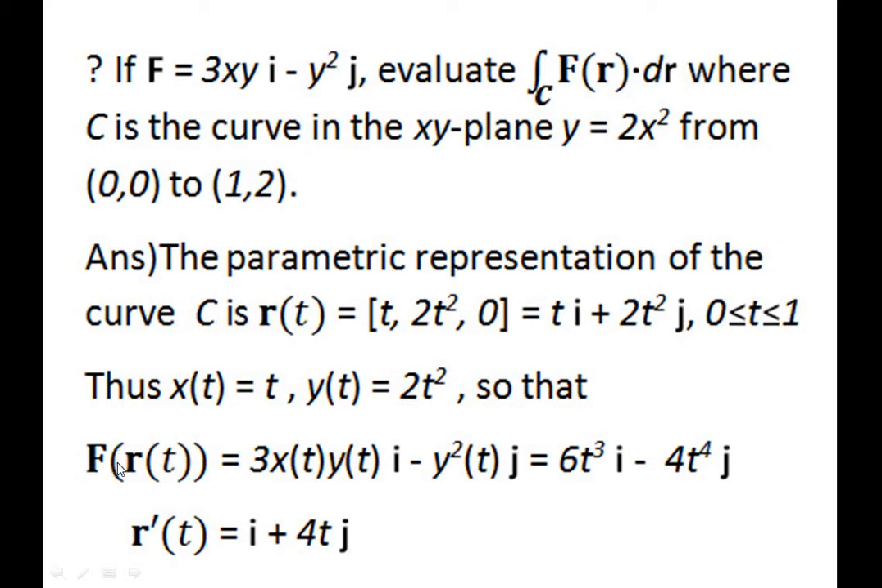So we want to find F(r(t)). Then substituting x = x(t), y = y(t) in the vector function F, we get 3x(t)y(t) i cap minus y(t)^2 j cap. With x(t) = t and y(t) = 2t^2, substituting we get 6t^3 i cap minus 4t^4 j cap. Then we want to find r'(t), that is equal to i plus 4t j cap.